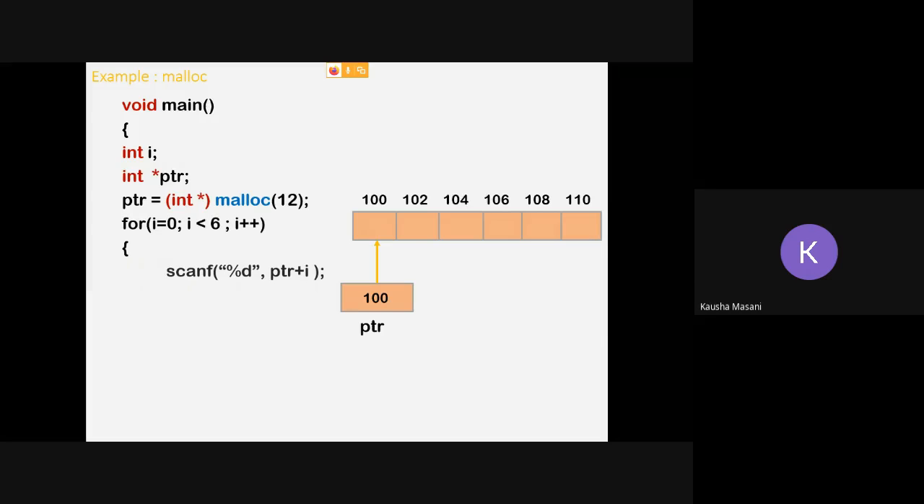Now I am applying a for loop. That for loop is going to run 6 times because i is less than 6, which I have mentioned directly.